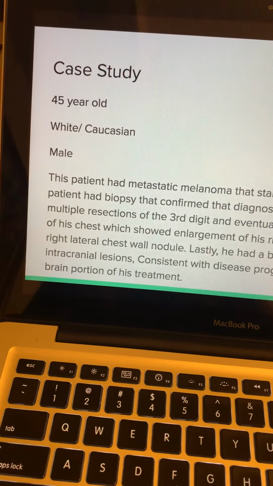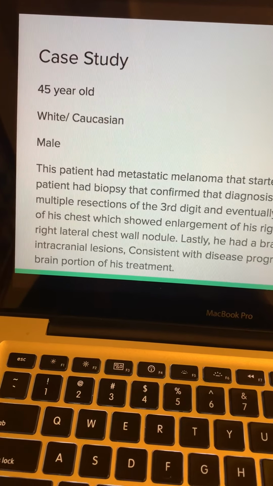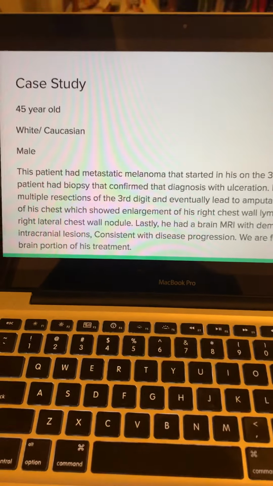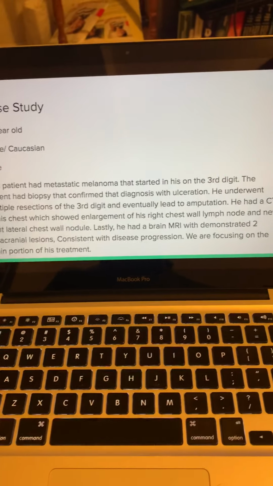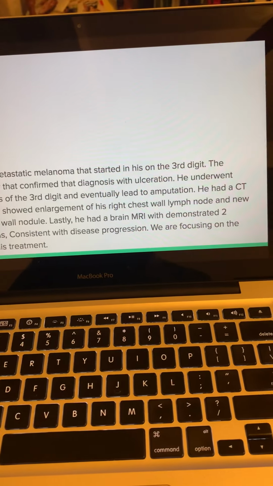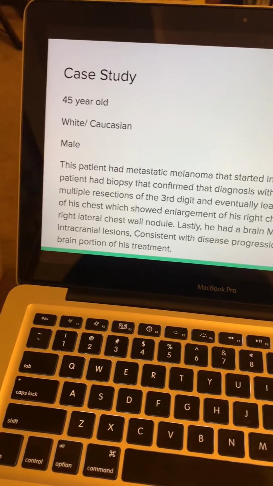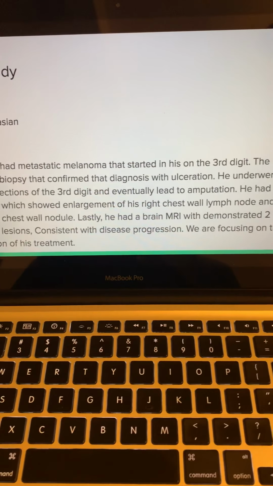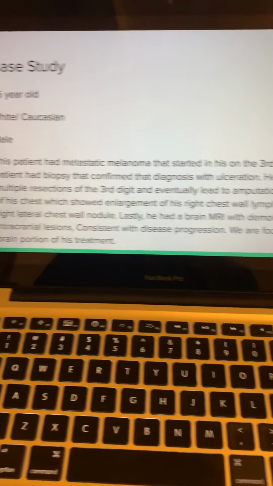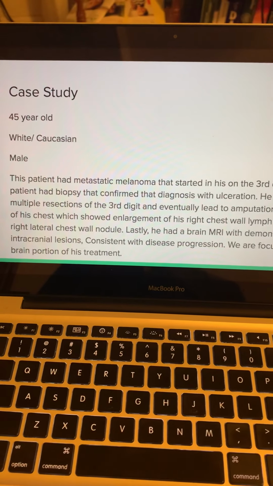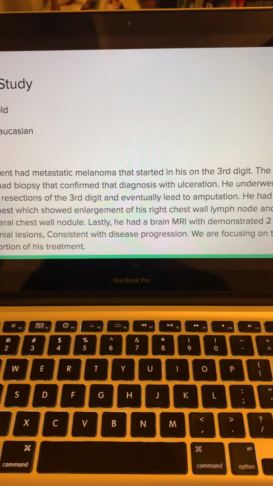So this is my case study. This was a 45-year-old white Caucasian male. This patient had metastatic melanoma that started in his third digit. The patient had a biopsy that confirmed that diagnosis with ulceration. He underwent multiple resections of the third digit, and eventually it led to amputation.